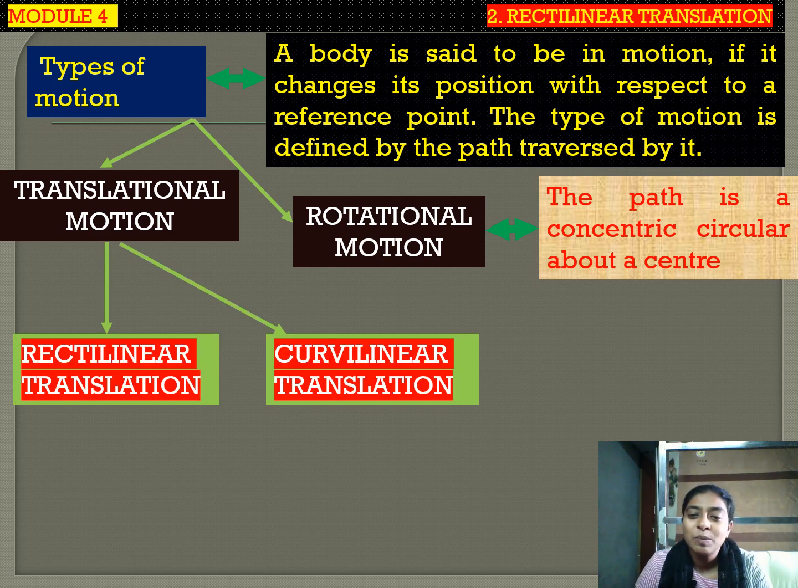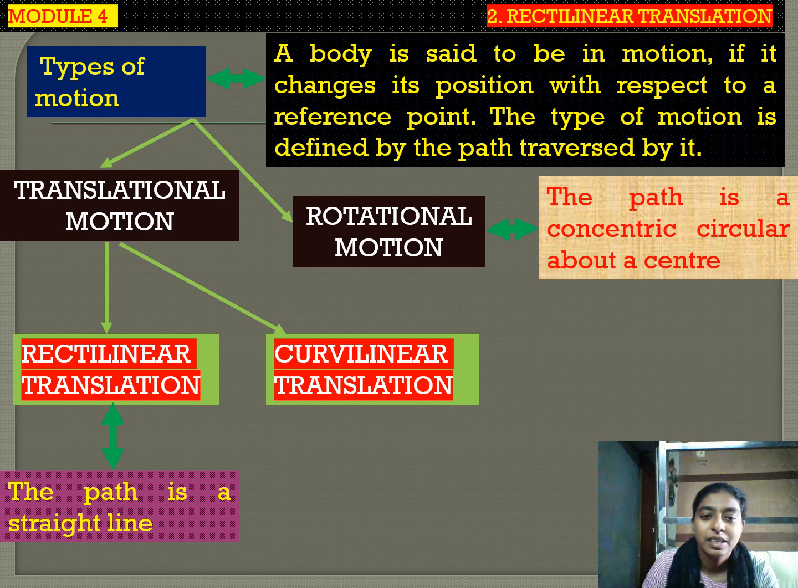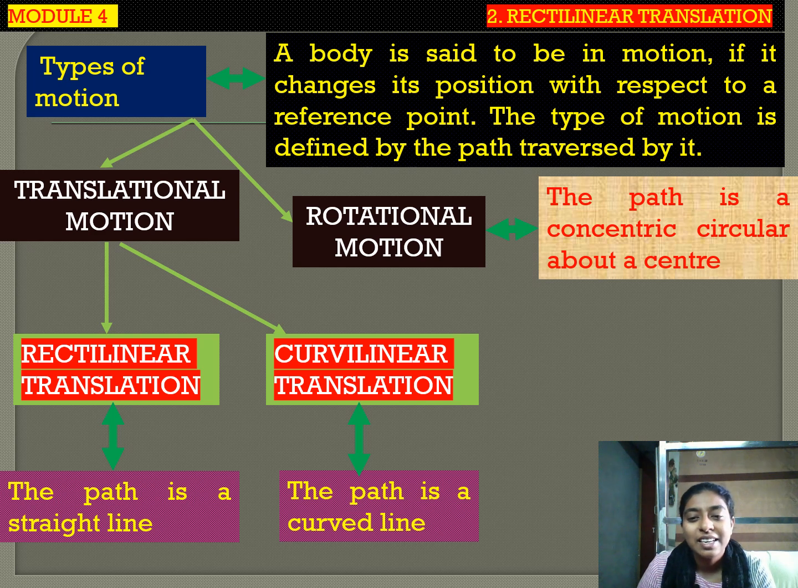Now, translational motion moves in a linear way or in a curved manner. When it is moving in a linear path, we call it rectilinear translation. When it is moving on a curve, we call it curvilinear translation, and both are linear translations. That is why we call them translations. For rectilinear translation, the path traveled by the object will be a straight line. For curvilinear translation, the path is a curved line.